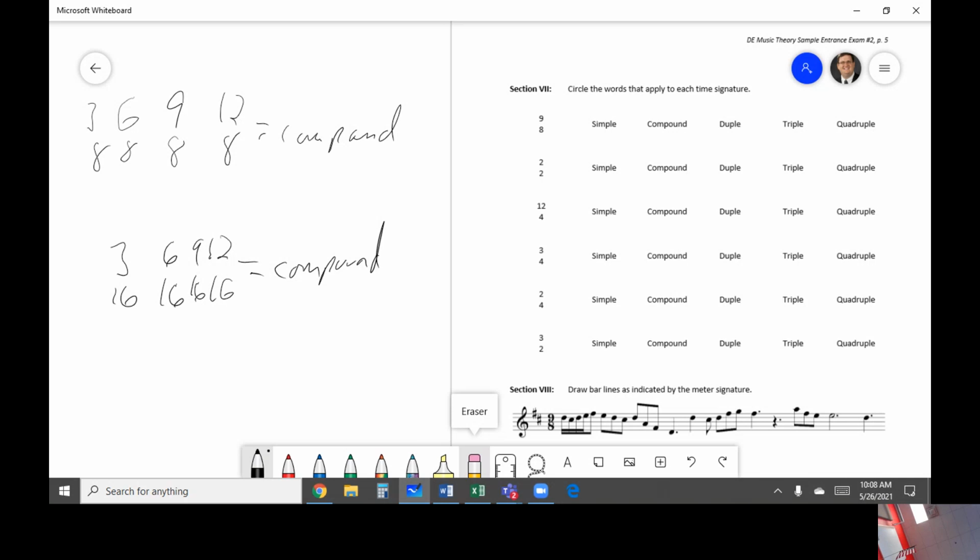So let's go over here to section 7, and let's do the first part of that as well. 9-8, simple or compound? 2-2, simple or compound? 12-4, simple or compound? We'll come back to it. 3-4, simple or compound? 2-4, simple or compound? 3-2, simple or compound?